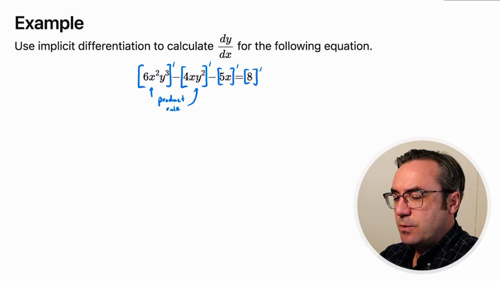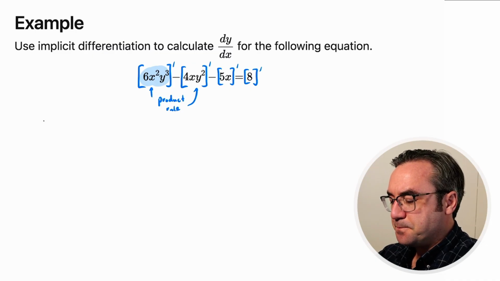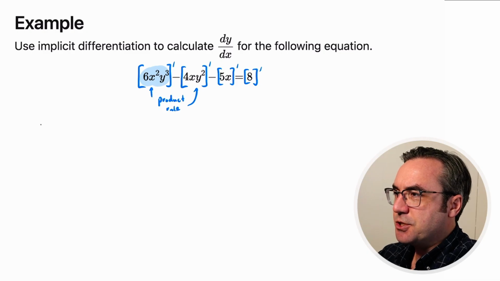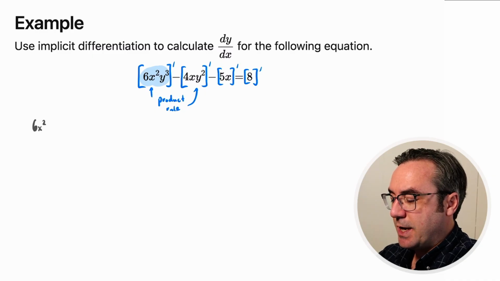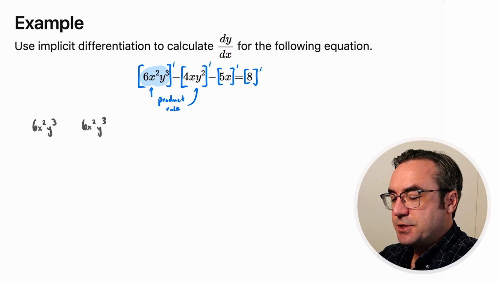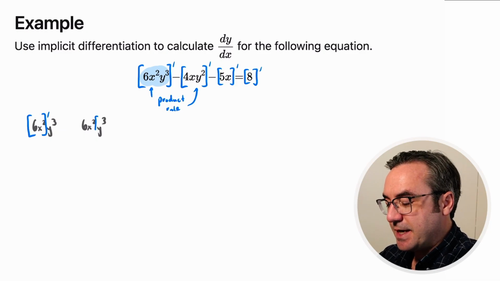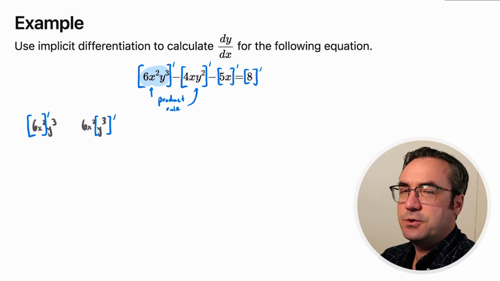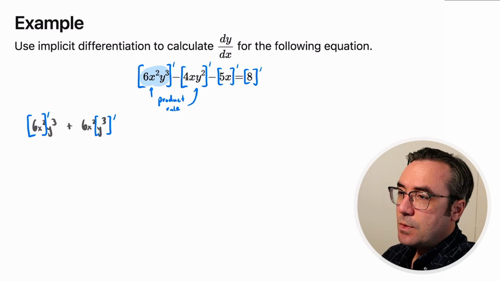All right, so let's start with the first term. Let's do our product rule on that. When we do product rule, the first step is just to write down 2 copies of the product. So we'll have our 6x squared y cubed, and then our 6x squared y cubed. In the first copy, we apply the derivative to the first part, so I'll include the 6 in there. In the second copy, we apply the derivative to the second part, the y cubed. And with product rule, we get a plus sign in the middle. All right.